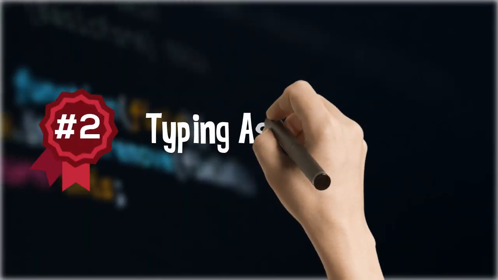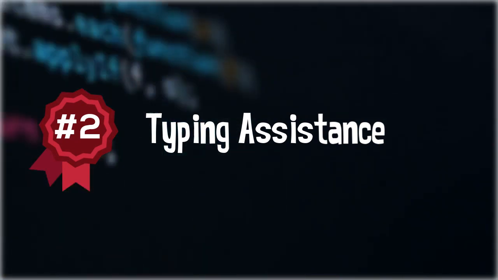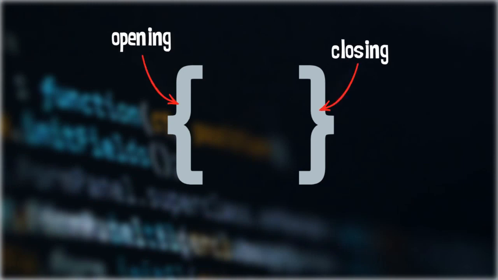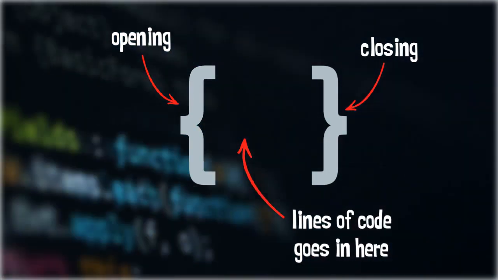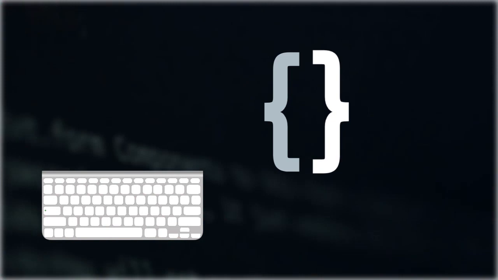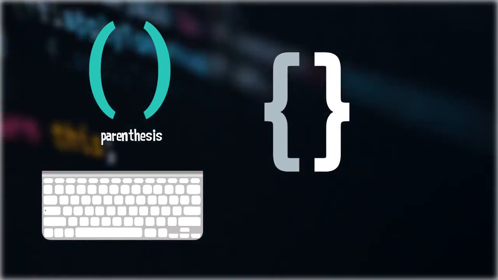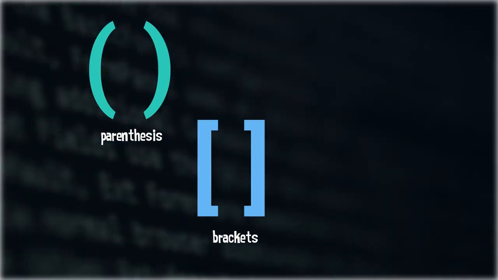My second favorite code editor feature is how it actually helps me type faster by typing for me. How is that possible? I'll explain. These are called braces or curly braces. They are used a lot in programming languages, and you will always have a pair of opening and closing braces. Between them, you will find one or more lines of code that are meant to be together. When you type an opening brace, most code editors will automatically add a closing one. This goes the same for other symbols like parentheses, brackets, and quotation marks.